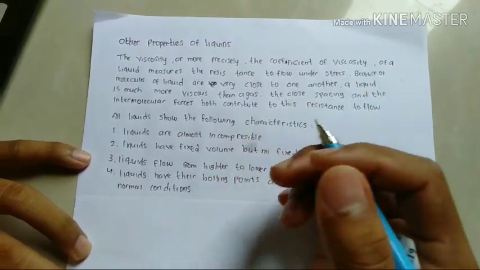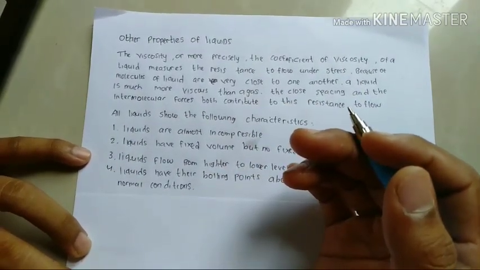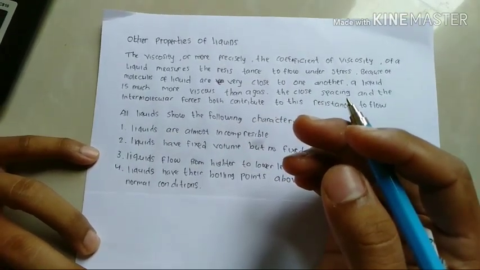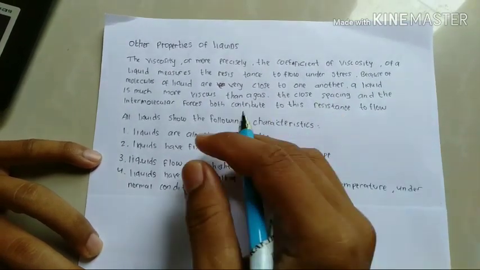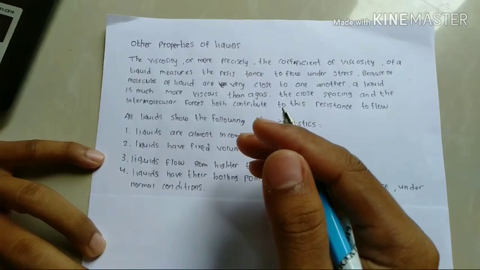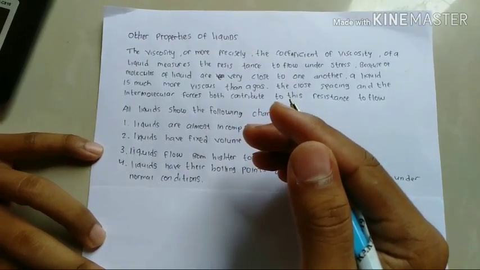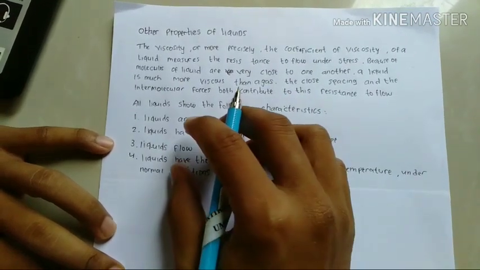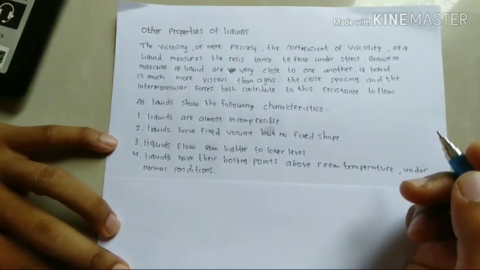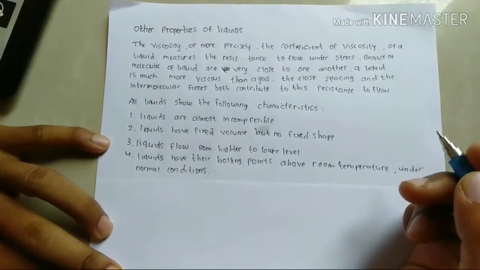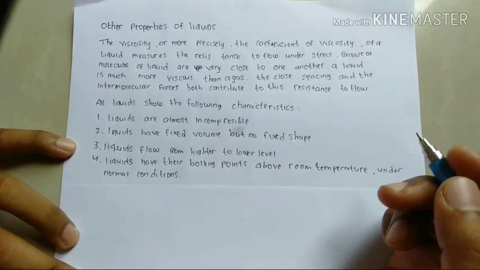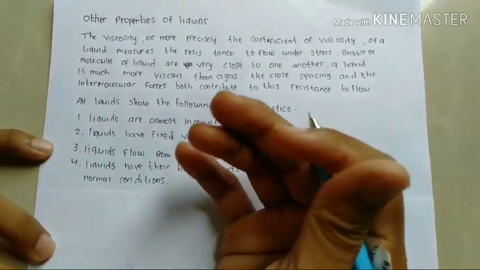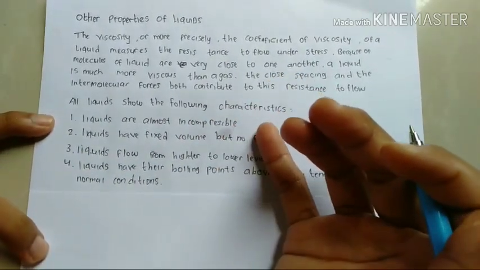To move a molecule from the body of the liquid to the surface requires the addition of energy. Since the presence of another molecule in the surface increases the surface area, it follows that energy must be supplied to increase the area of the liquid surface. The energy required to effect an increase of 1 square meter is called the surface tension of the liquid. All liquids show the following characteristics.